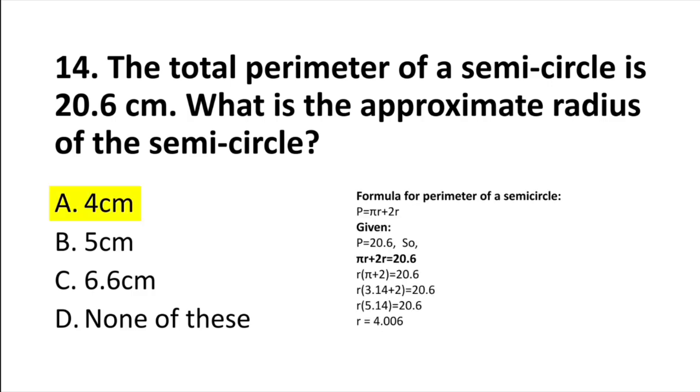See the formula for the perimeter of a semicircle: P is equal to πr plus 2r, where 2r is the diameter. Given that the perimeter is 20.6, πr plus 2r equals 20.6. Solving for the value of r after substituting the value of pi, we got r equals 4.006. That is somewhere near 4 centimeters.